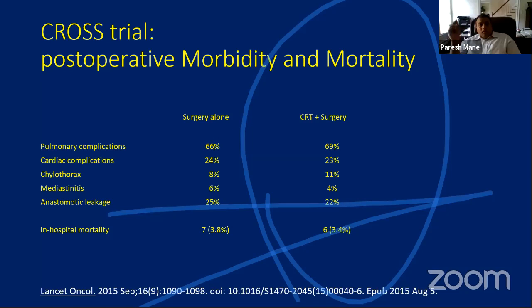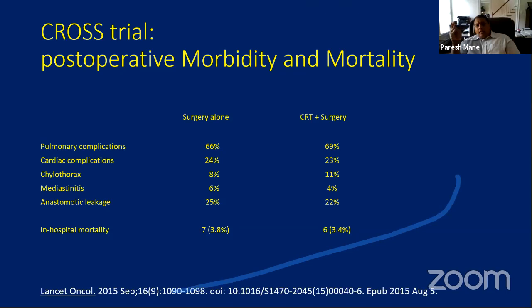So in terms of the postoperative morbidity and mortality, obviously patients who got chemotherapy and radiation and surgery had a slightly higher rate of pneumonia. The cardiac complications were more or less similar. Chylothorax was a little higher because the pleura tends to thicken, and then it's easy to injure the thoracic duct. Anastomotic leakage was slightly higher because of radiated tissue, and in-house mortality was kind of similar.